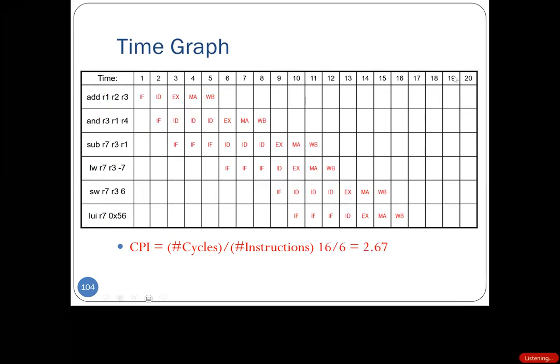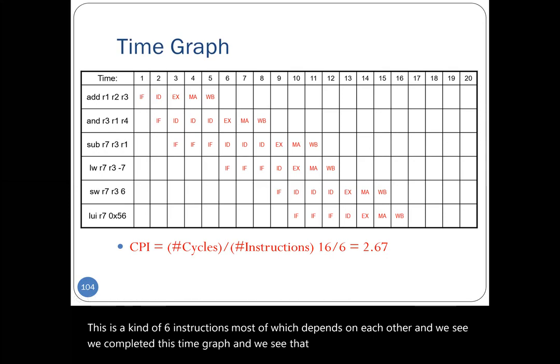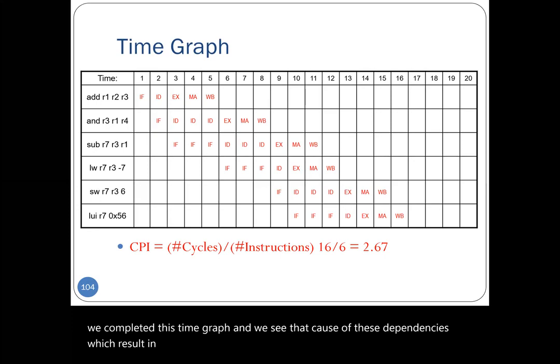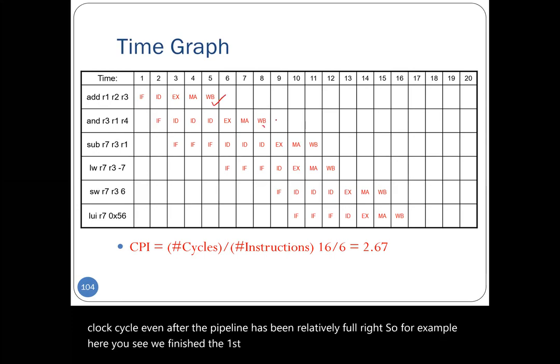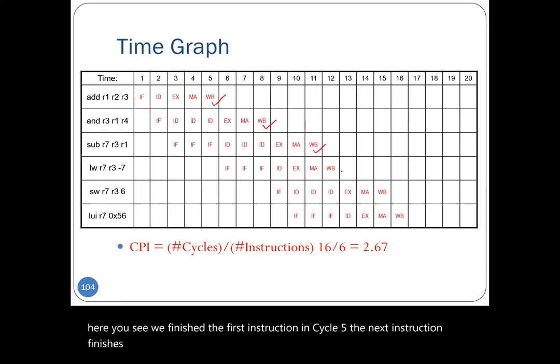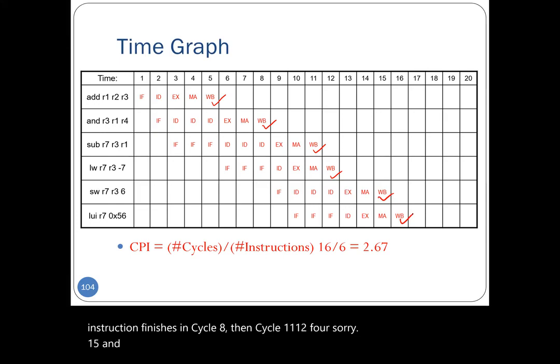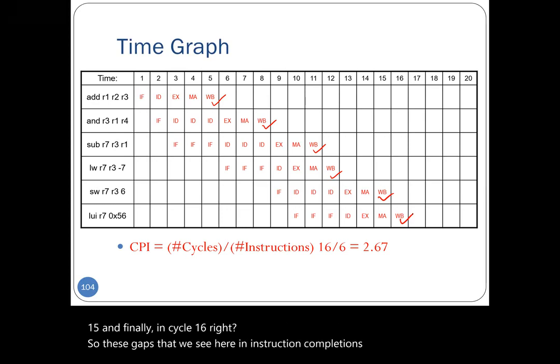This is a sequence of 6 instructions, most of which depend on each other. And we completed this time graph, and we see that because of these dependencies, which result in data hazards, we are no longer able to finish one instruction every clock cycle, even after the pipeline has been relatively full, right? So for example, here you see we finished the first instruction in cycle 5, the next instruction finishes in cycle 8, then cycle 11, 12, 15, and finally in cycle 16, right? So these gaps that we see here in instruction completions are the result of the data hazards.